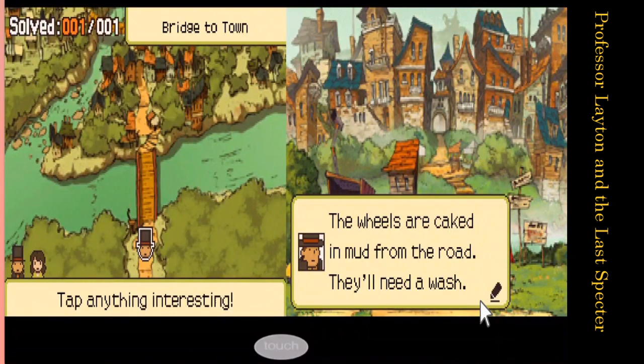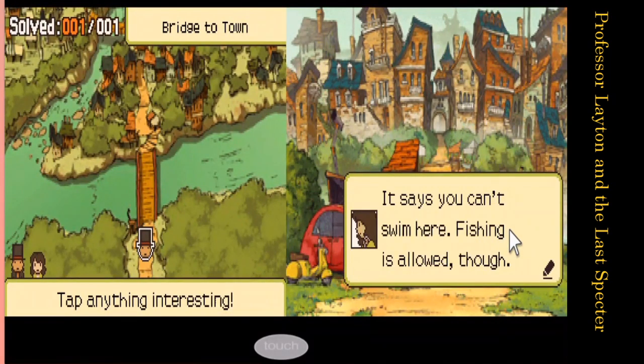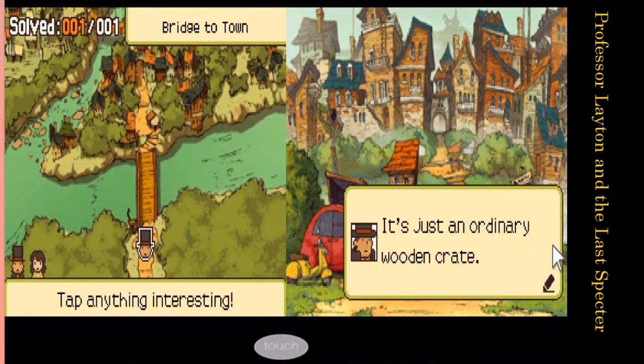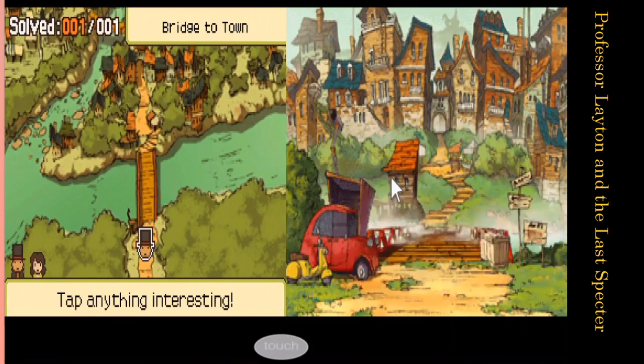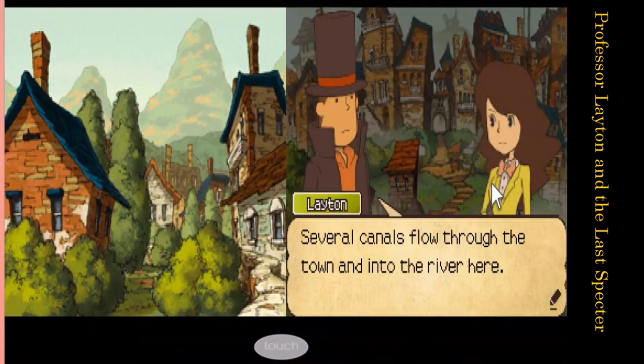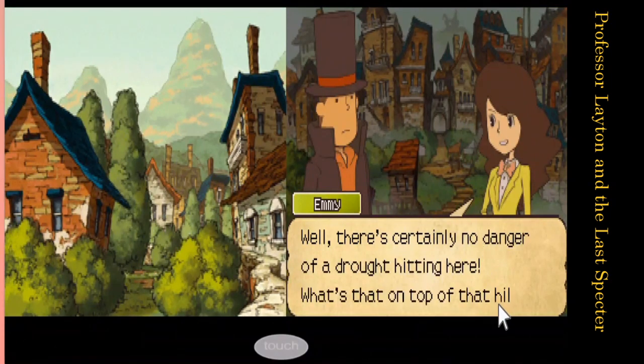The wheels are caked in mud from the road. They'll need a wash. It says you can't swim here. Fishing is allowed, though. It's just an ordinary wooden crate. The river is pretty impressive. Several canals flow through the town and into the river here. Well, there's certainly no danger of a drought hitting here.